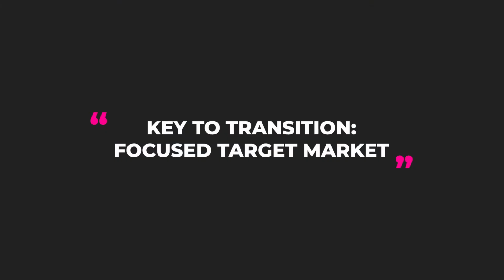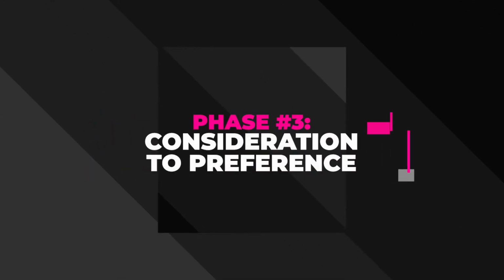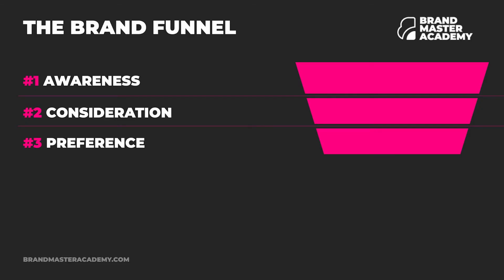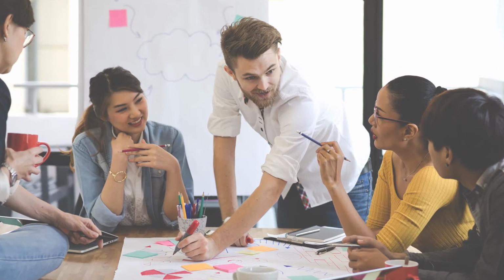So the key to this transition is to create a focused target market. Phase 3 is consideration to preference. Now, once your brand is in the mix for consideration and that critical buying decision, how can you then edge your brand to the top of the pile as the preferred brand of choice?